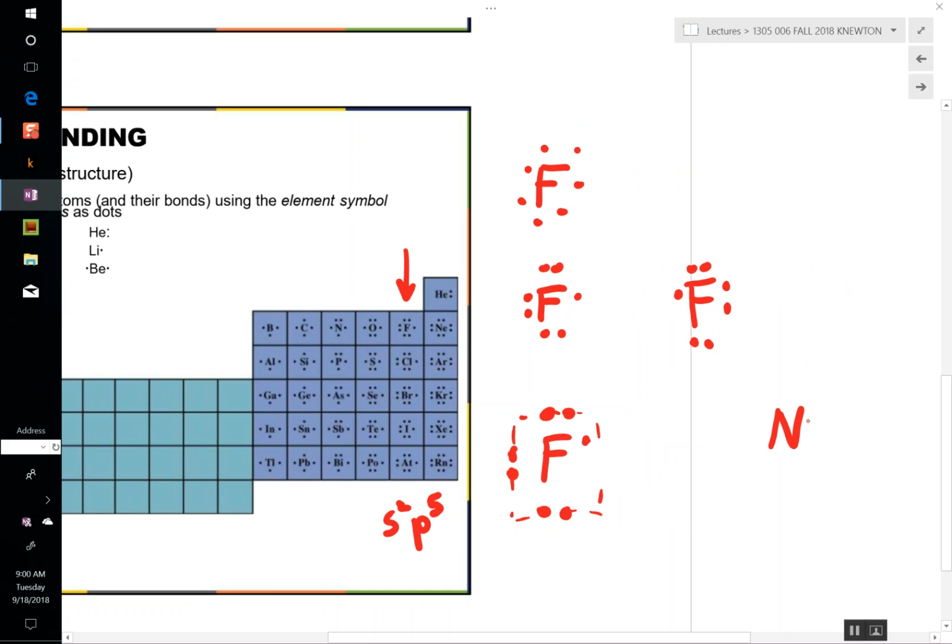Okay, why are we doing it that way, particularly over in here? Well, let's take a look at neon. Remember, neon was 1s2, 2s2, 2p6. It has 8 electrons.